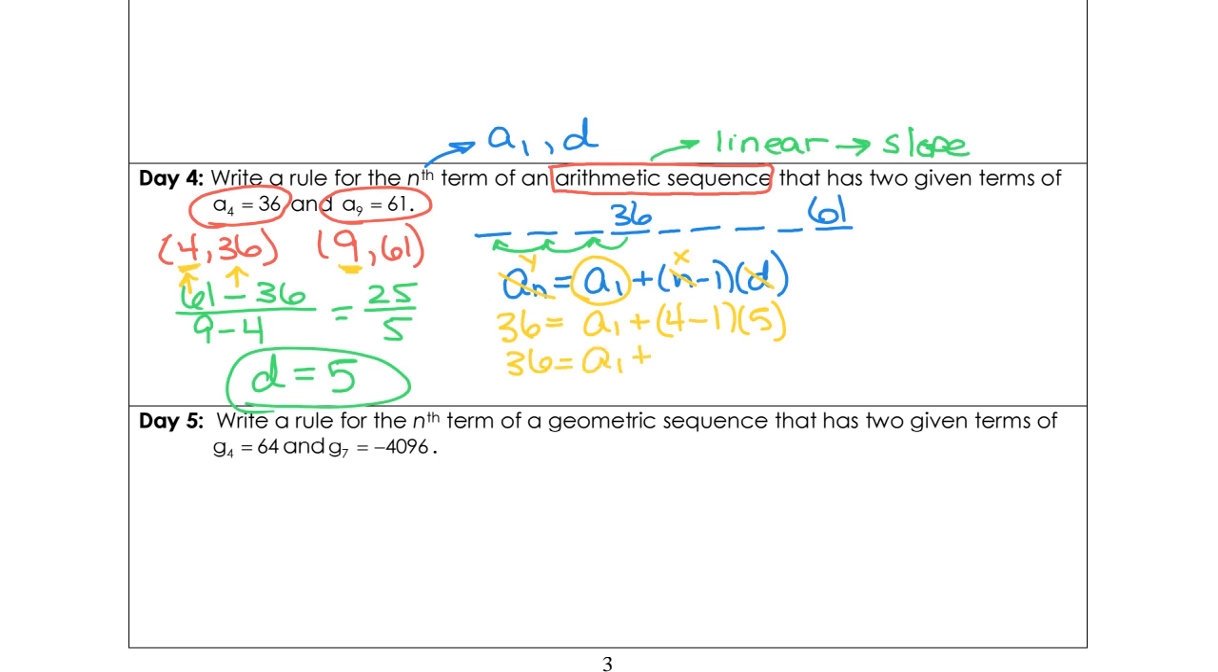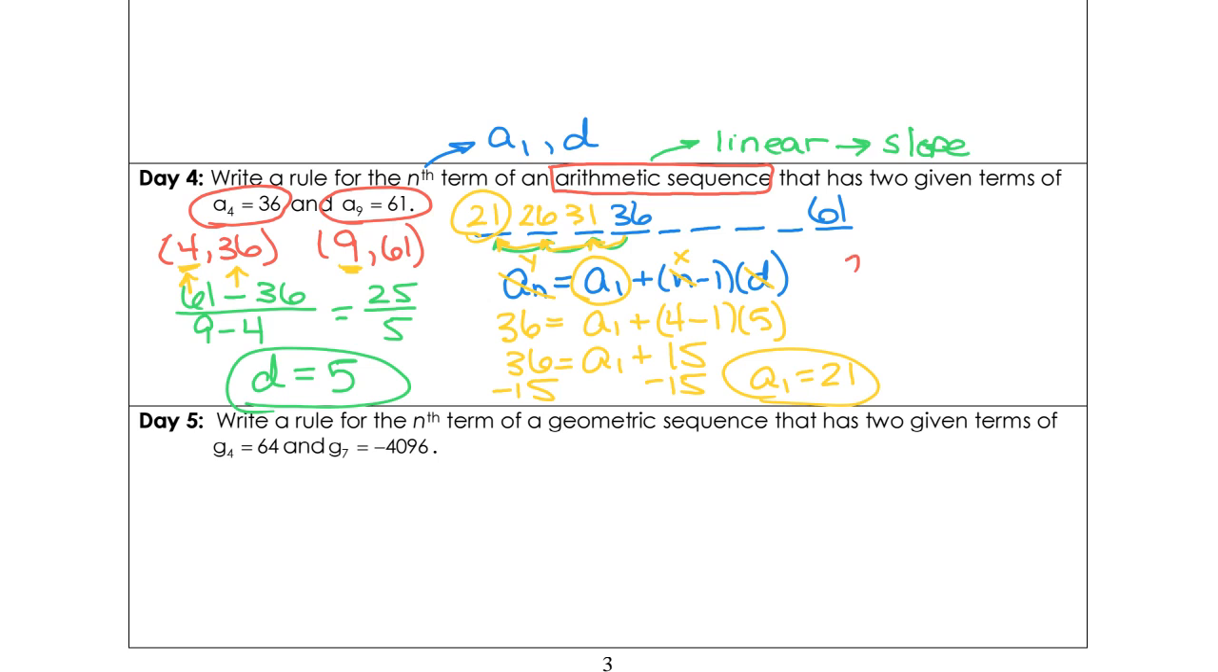4 minus 1 is 3, and 3 times 5 is 15. Then we can subtract 15, and 36 minus 15 gives us a first term of 21. We could have also gotten that 21 by subtracting our difference of 5 to get our third term, then subtracting our difference of 5 again to get our second term, and then subtracting 5 to get back to our first term, which would have given us 21 as well. So it doesn't matter how we got our 21.